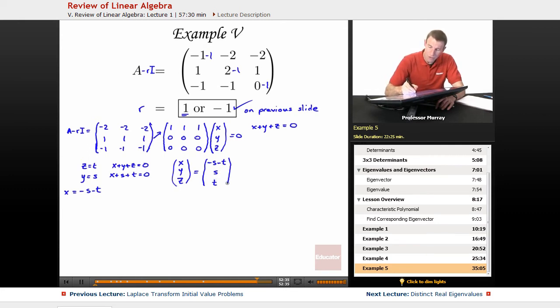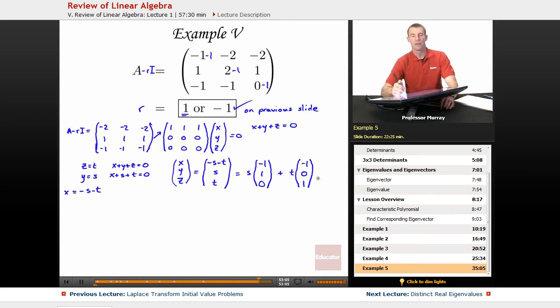t. What I'd like to do is factor that out, get an s part and a t part. So I'm going to get an s vector, and I'm going to get a t vector. Now my s, I see the coefficients of s are negative 1, 1, and 0. And the coefficients of t here are negative 1. And there's no t in the middle, so 0. And then there's a 1t at the bottom. So the vectors that I get are s times negative 1, 1, 0, and t times negative 1, 0, 1.